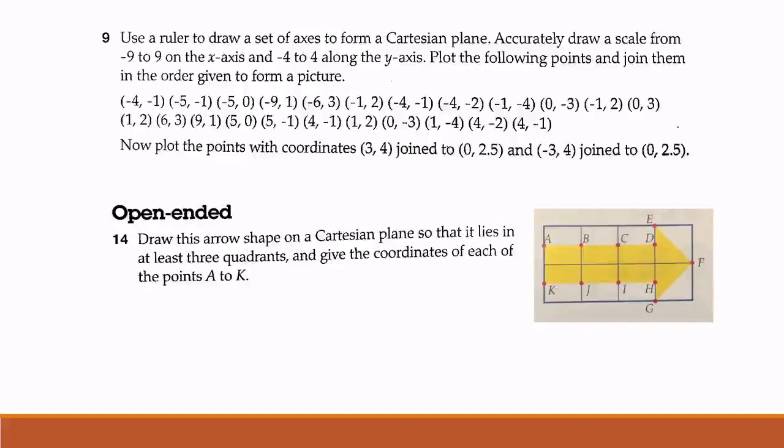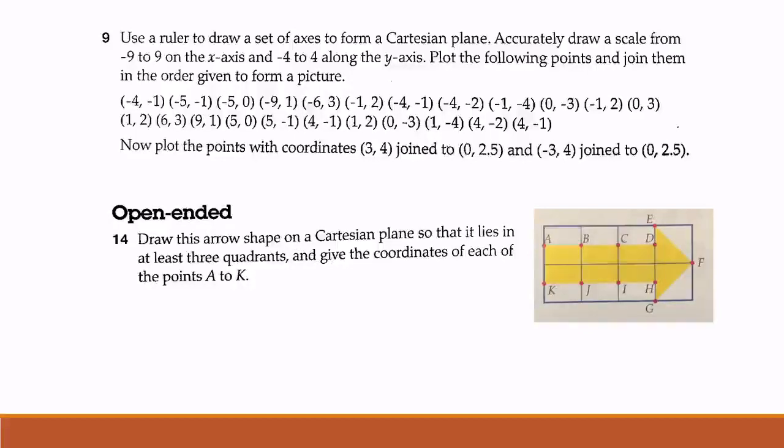Now, number 9 is where you need a little bit of graph paper. So if you've got some graph paper, that's great. If you've got a blank piece of paper, you need to use a ruler. Maybe make every point on your paper 1 centimeter apart if you don't have graph paper. But question 9 wants you to draw up a set of axes. Draw an x-axis that goes from -9 all the way up to +9, and a y-axis that goes from -4 all the way up to +4. Plot those points, and you're actually going to form a picture.